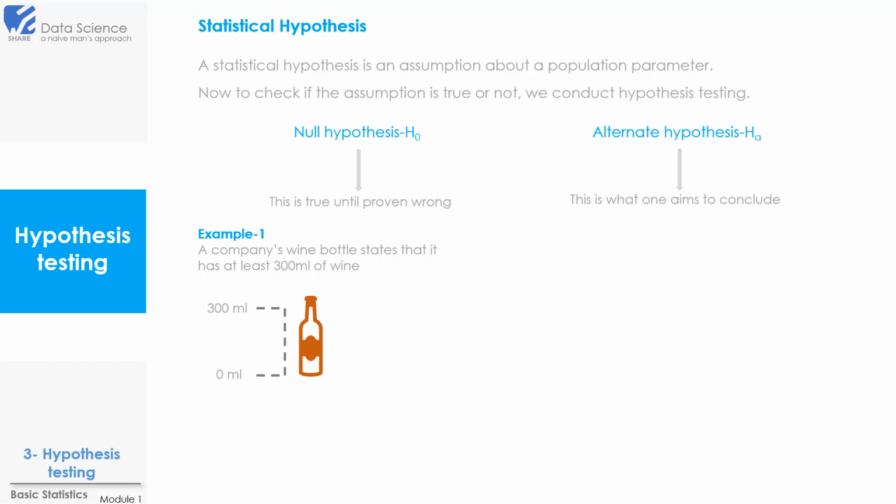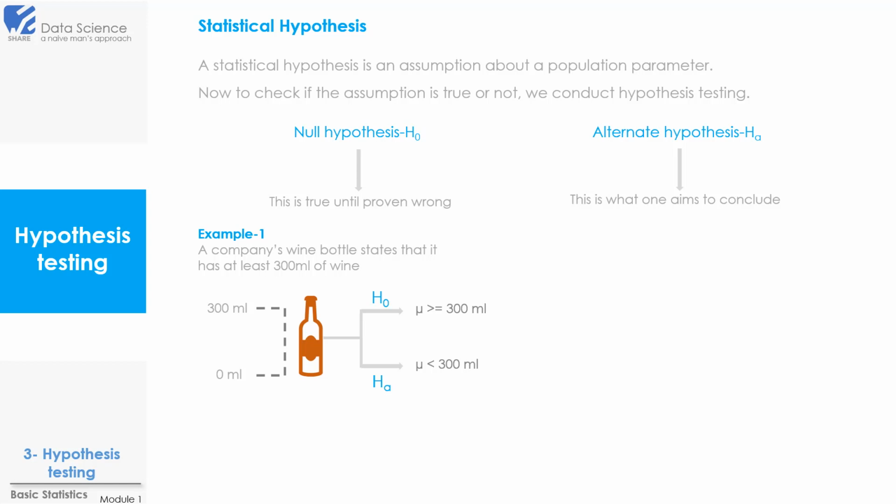Suppose a company is selling wine and it claims that each bottle of wine contains at least 300 ml of wine. So the claim that bottle has on an average 300 ml of wine is true unless proven false. So this will be our null hypothesis. Mu is greater than or equal to 300 ml. Now what we wish to conclude to see if our null hypothesis is true or not, the average quantity of wine is less than 300 ml. Mu is less than 300 ml will be our alternate hypothesis.